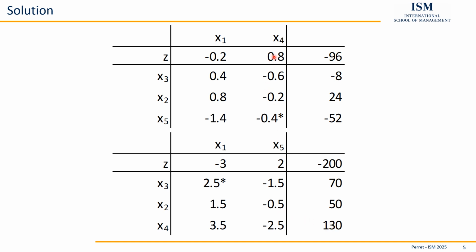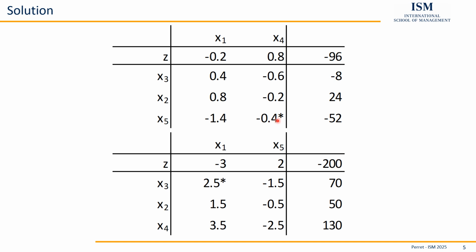And everything in the pivot column is divided by the negative pivot element, so by 0.4. If I do it, I get these values here. Again, for all other values, I'm going to use this rectangle scheme. So for this value here, I have this rectangle: this value minus this times this divided by the pivot element. For this one, this rectangle, this minus this times this divided by this.